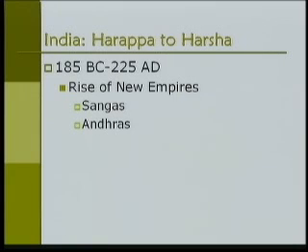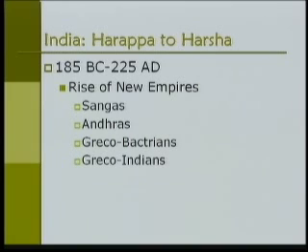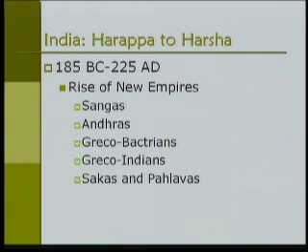You see the rise of the Sanghas, the rise of the Andhras, different dynasties, then the coming of the Greek and the Bactrian people to India from outside and establishing their rule in India, the Greco-Bactrians. Then the Greco-Indians, when the Greeks turned and became Indianized, so to speak, they would rule India in their own merit. Then the rise of another two groups of people that came from modern-day Persia, modern-day Iran or ancient Persia, known as the Scythians and the Parthians.